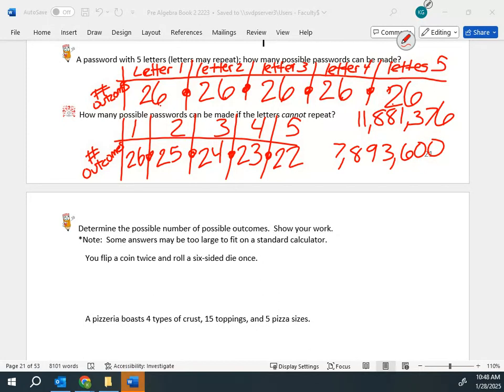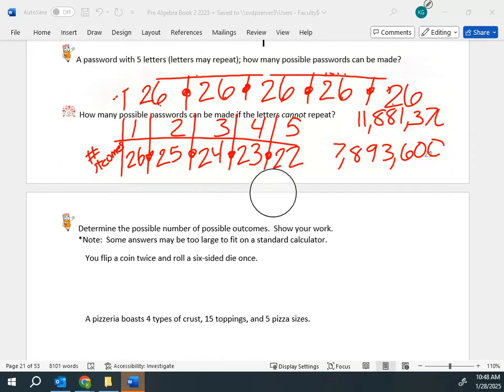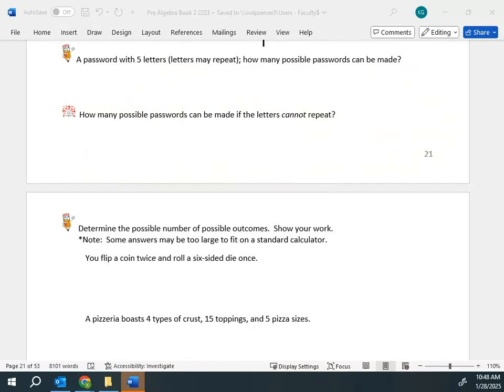So we really have to pay attention to what the directions are, what our problem says. Pay attention. Can we repeat? Can we not repeat? It makes a difference. So let's look at our homework page. Well, I should ask first, any questions? Okay.